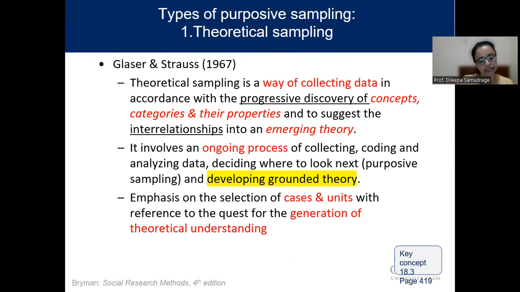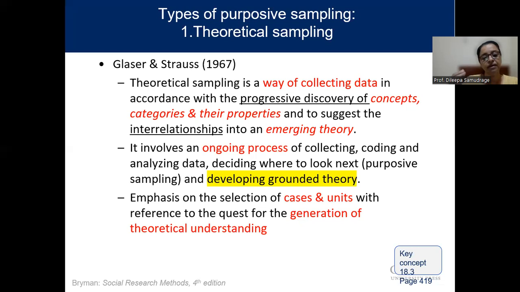Theoretical sampling is a form of purposive sampling, where you do data collection to generate a theory. Under theoretical sampling, you collect data to generate a theory, that means grounded theory. Therefore, the data collection is controlled by the emerging theory. Once you find a theory or a concept, you stop data collection. The crucial characteristic of theoretical sampling is that it's an ongoing process, because until you find a concept or a theory, you collect data.